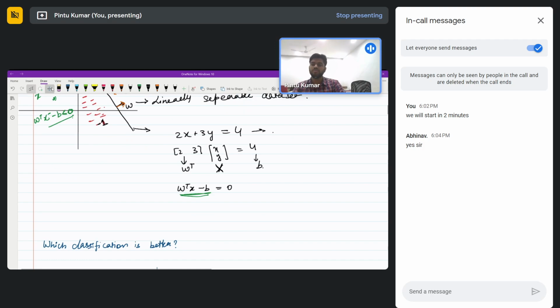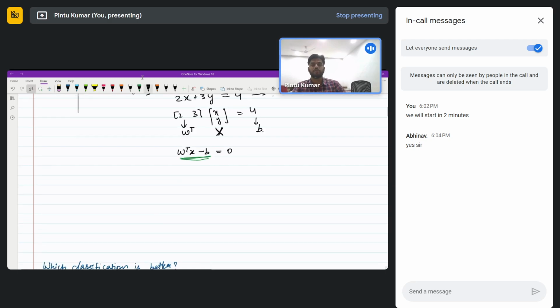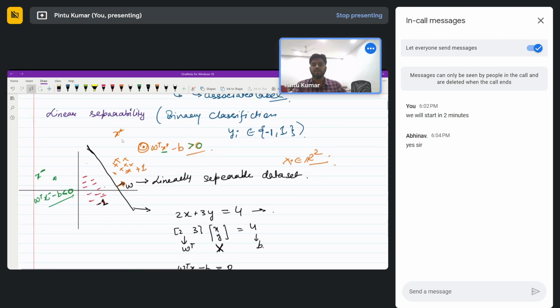Now let's try to generalize this notion of linear separability, because your data points might exist in very high dimensions. So let's say you have data sets like this, and your xi belong to Rn. Then how does a separating hyperplane look? This line is something known as a separating hyperplane.